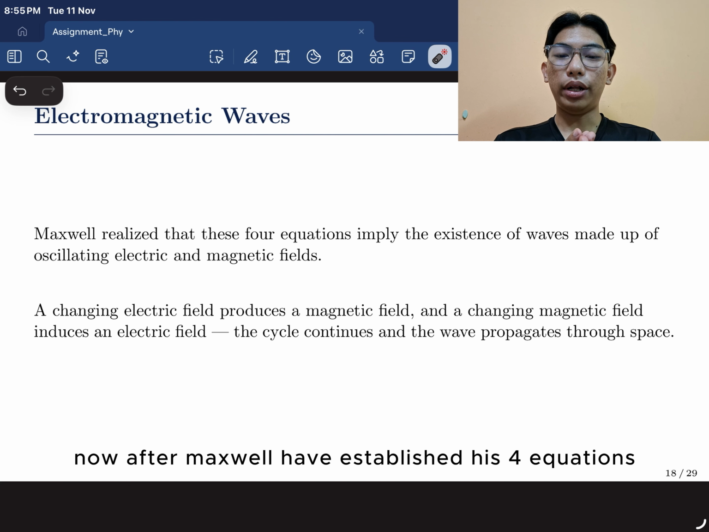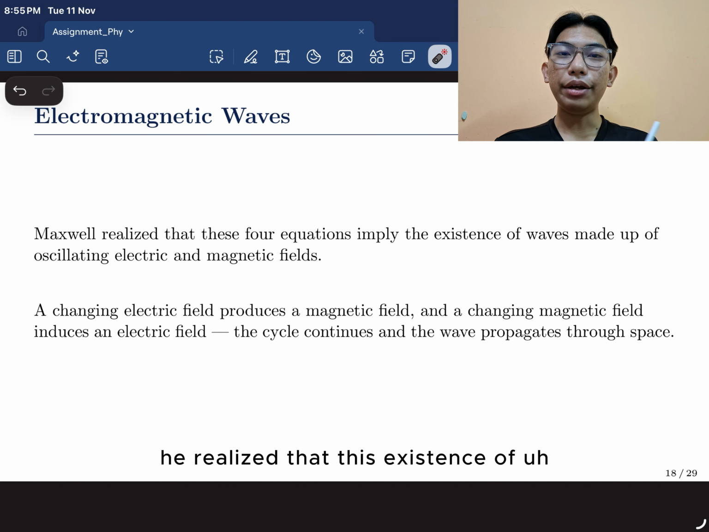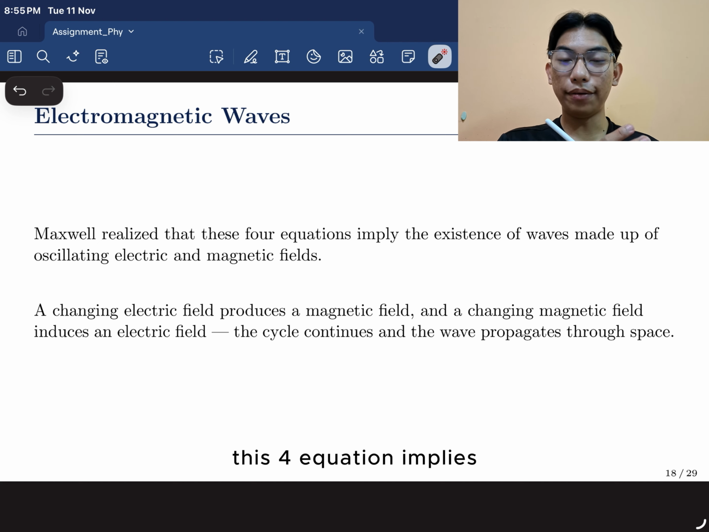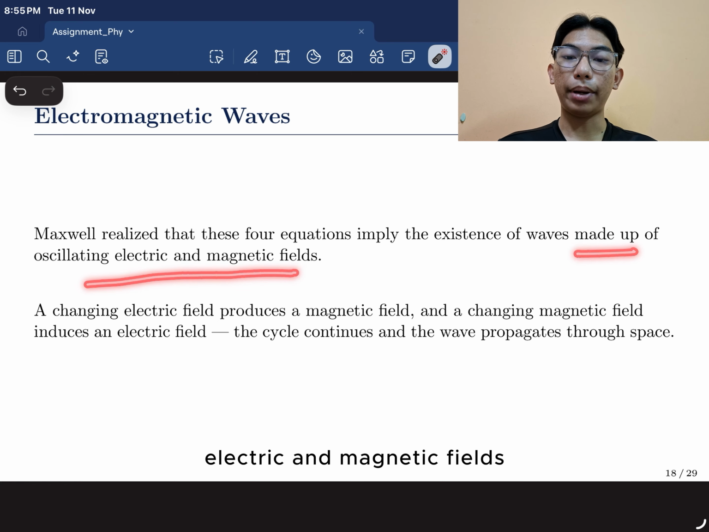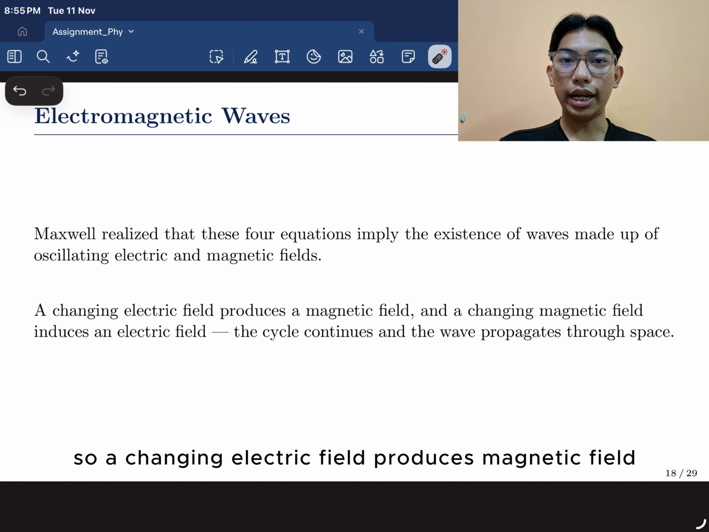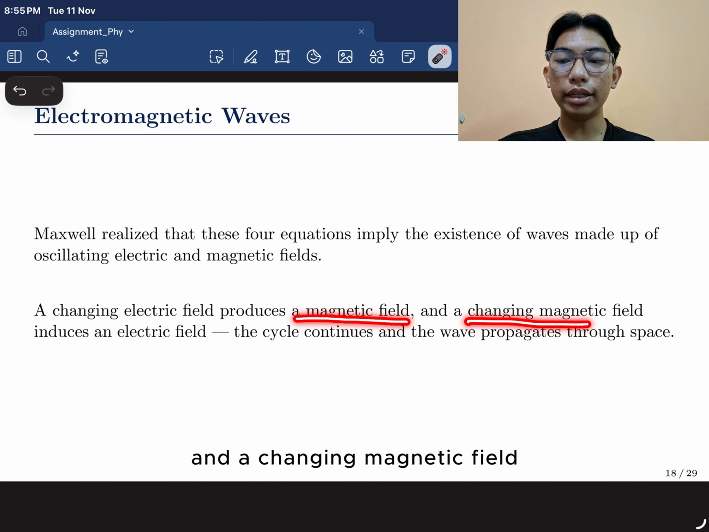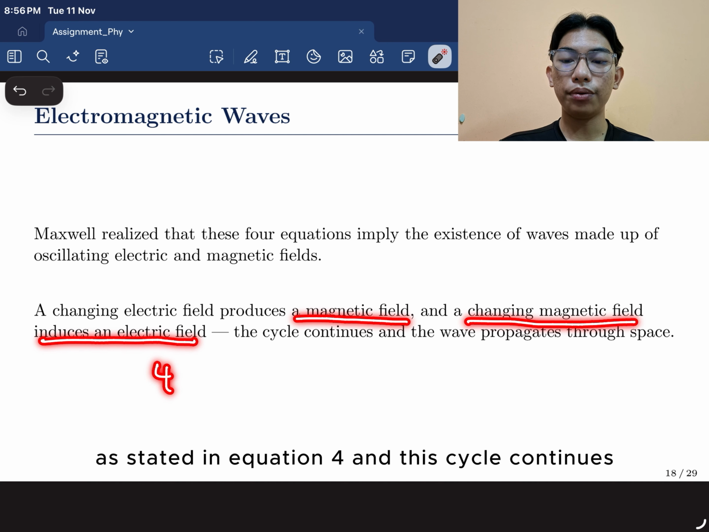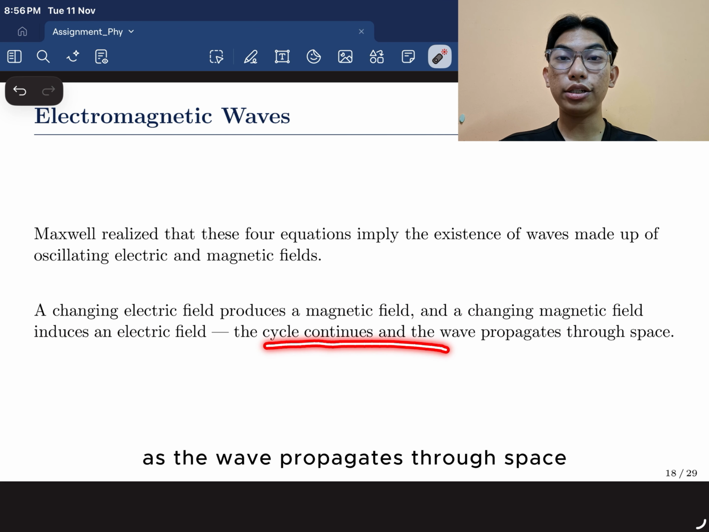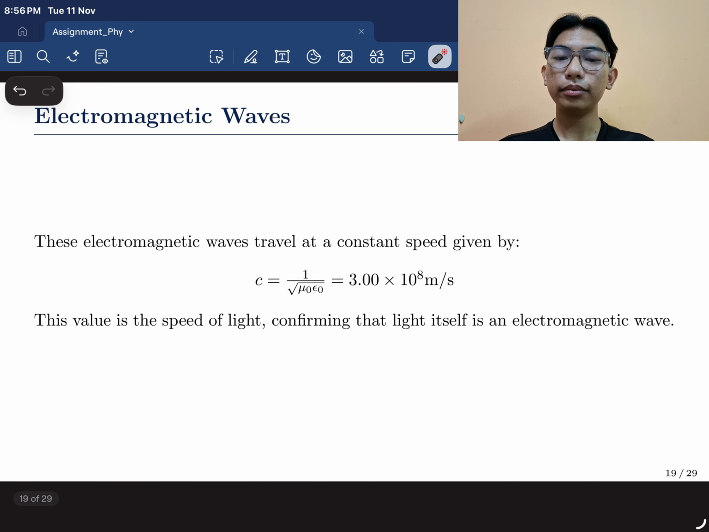Now, after Maxwell established his 4 equations, he realized that the existence of these 4 equations implies the existence of waves made up of oscillating electric and magnetic fields. So a changing electric field produces a magnetic field, and a changing magnetic field also induces an electric field, as stated in equation 4. And this cycle continues as the wave propagates through space.